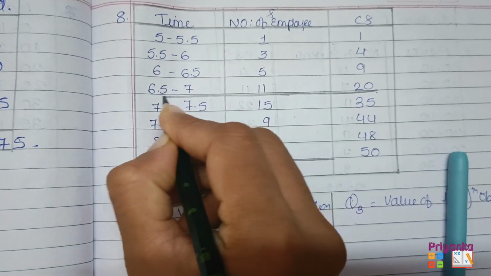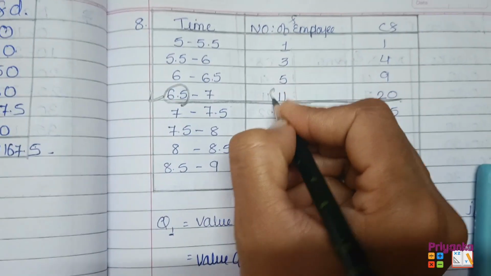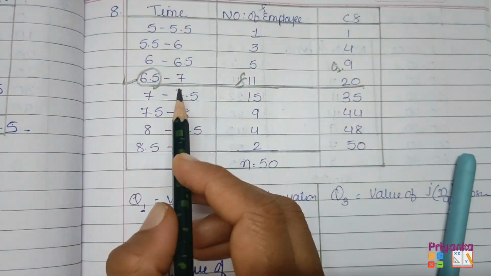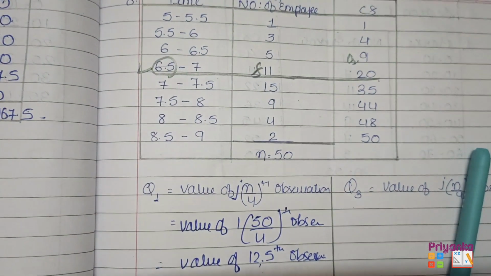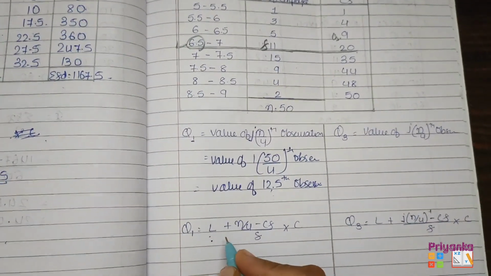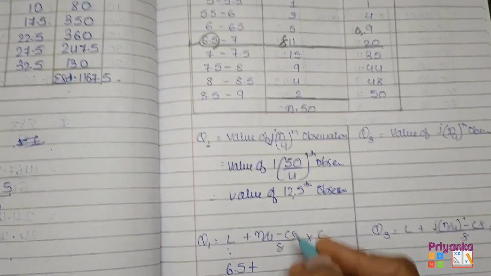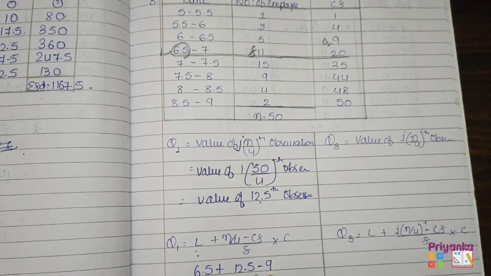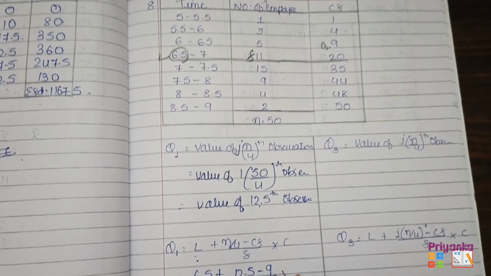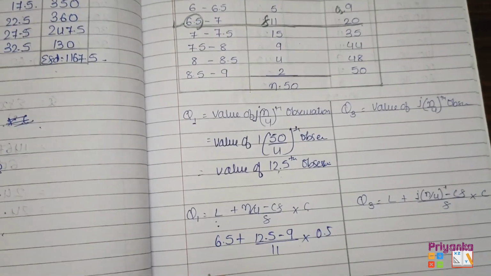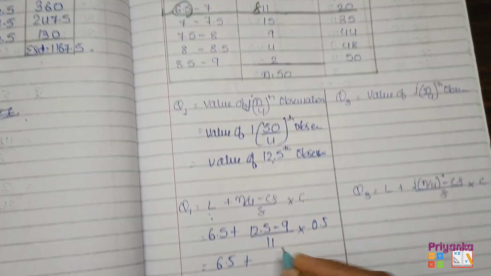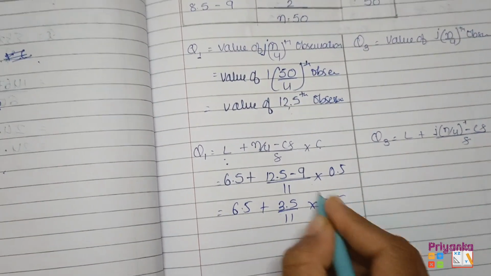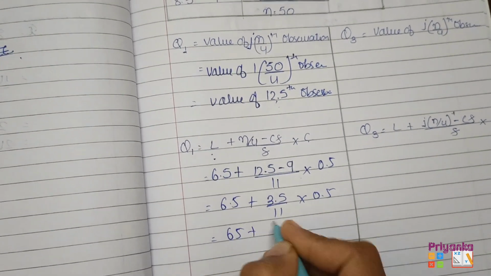Here I am going to use a pencil. So this will be our lower limit, this will be the frequency और उसके ऊपर वाला number will be our cumulative frequency, and the class length, as you can see, the class length between two is 0.5. So first let's take the lower limit as 6.5 plus n/4 that is 12.5 minus cumulative frequency 9 and the frequency is 11 into c that is 0.5. So here 6.5 plus, get them minus, you will get 3.5 divided by 11 into 0.5. Get this calculation out.